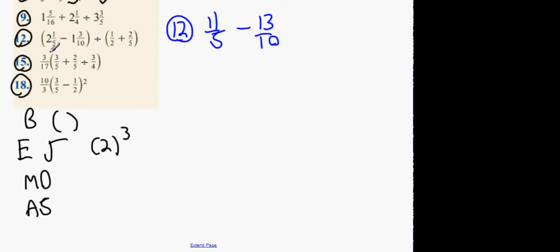2 multiplied by 5 is 10. 10 plus 1 is 11. 1 multiplied by 10 is 10. 10 plus 3 is 13. Okay, well done, Gavin. Next part then? In the other brackets, it's a half plus 2/5, so you have to make them equivalent fractions. Equivalent fractions, cool. We'll do that now in a second.